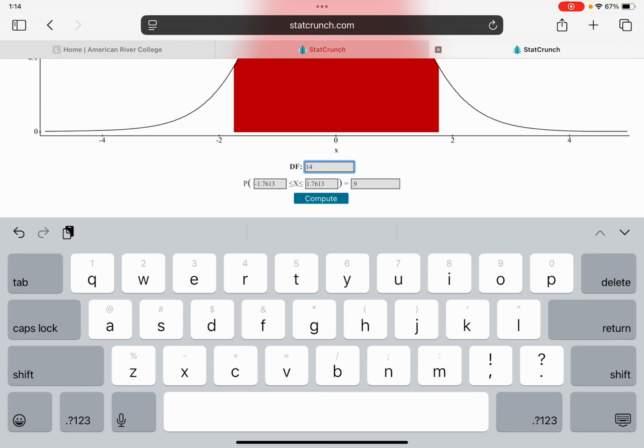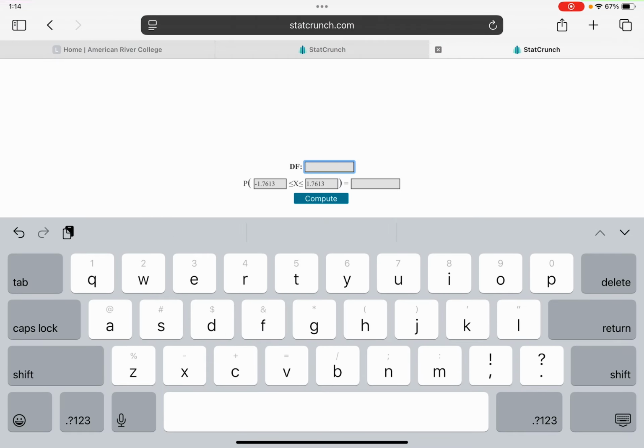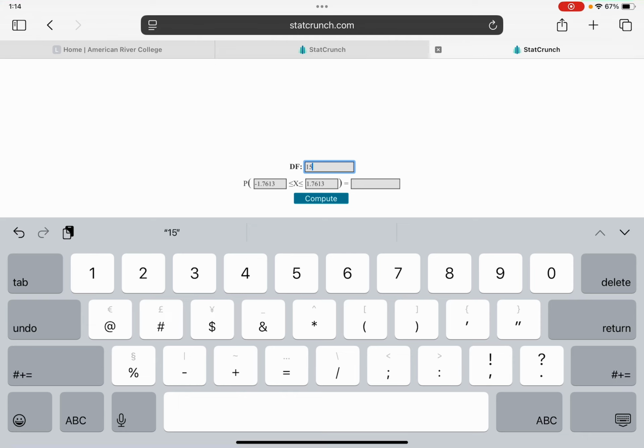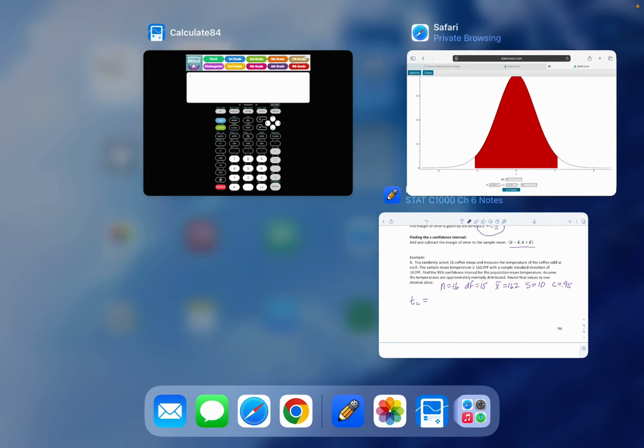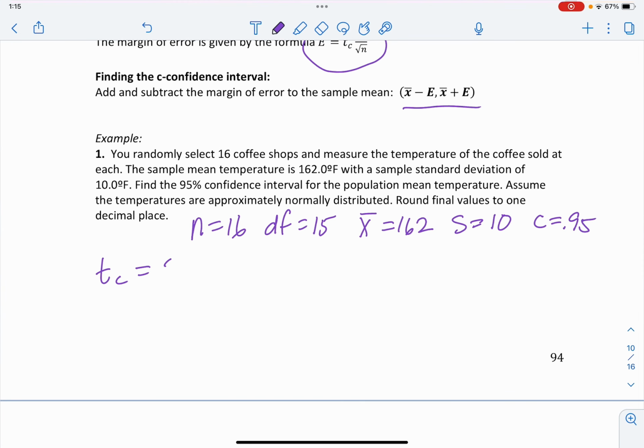Right? So the DF we figured out was 15. And our confidence level was 95%, right? Okay, and then compute that, and we get 2.131. Right, 3 decimal places should suffice. If you want to be a little more careful, you can go 1314, but I'll just go with 2.131 for my TC. Right, 2.131, there we go.